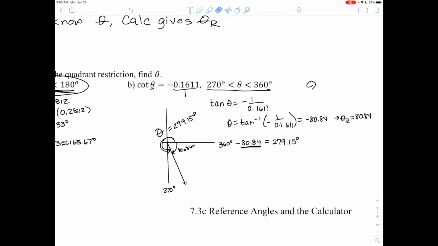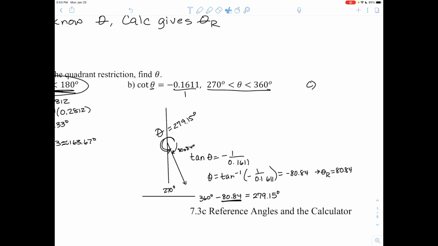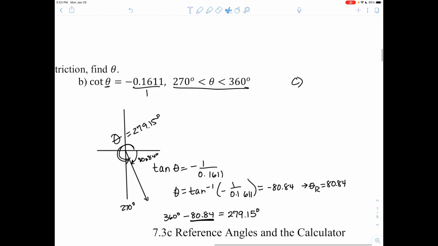Now, I really think I probably should add, I was thinking about this a little bit earlier, a cosine example. So let's do a cosine example real quick. So let's say we have the cosine of theta equals negative 0.35. We'll just keep it simple. And we're going to be in quadrant 3. So theta is going to be between 180 and 270. So we're going to stick in quadrant 3.